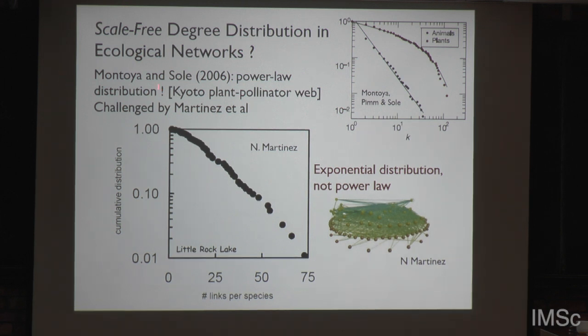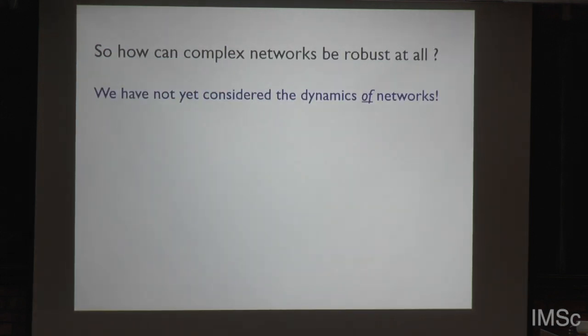Again, the same group, Montoya and Solé, claimed that at least one food web seemed suggestive of a power law distribution. But again, this was challenged by Martinez's group, who actually did a much better job and showed that it actually follows an exponential distribution and not a power law. Again, you can do theoretical studies, and to cut a long story short, scale free does not seem to suggest any changes in May's result as a whole.